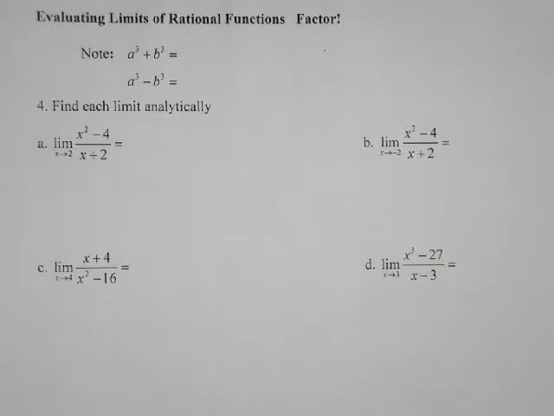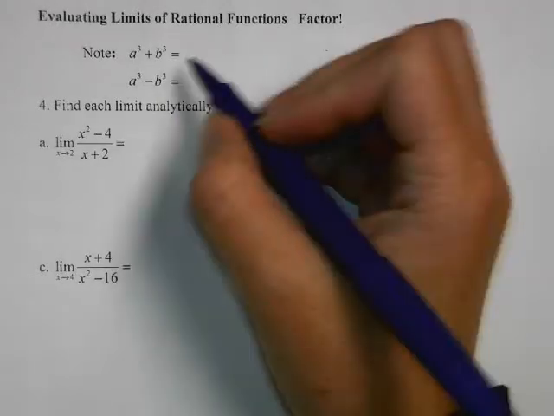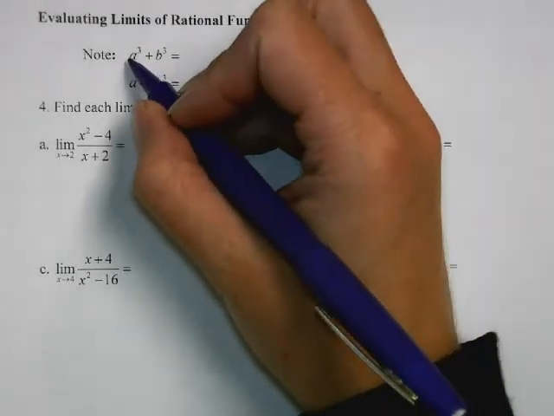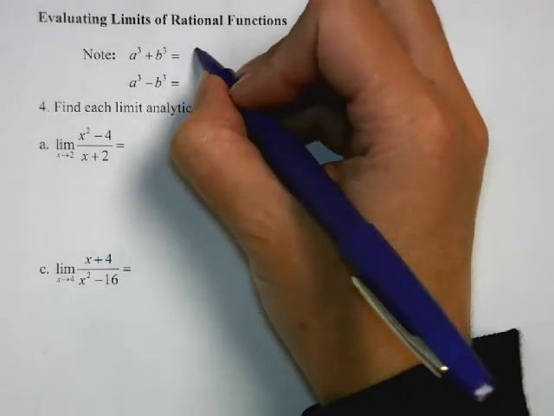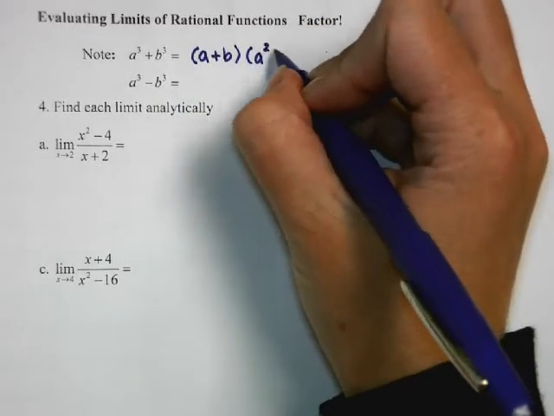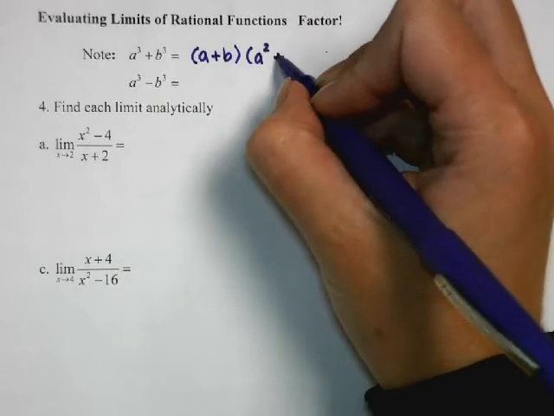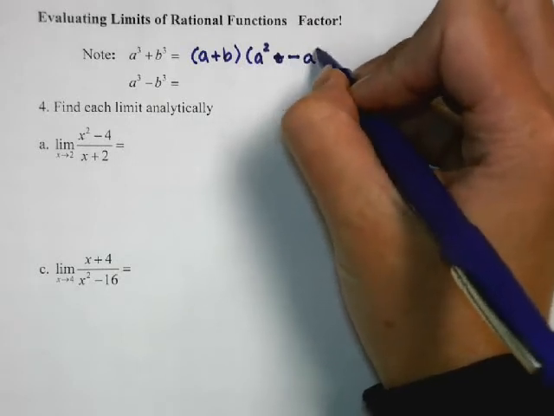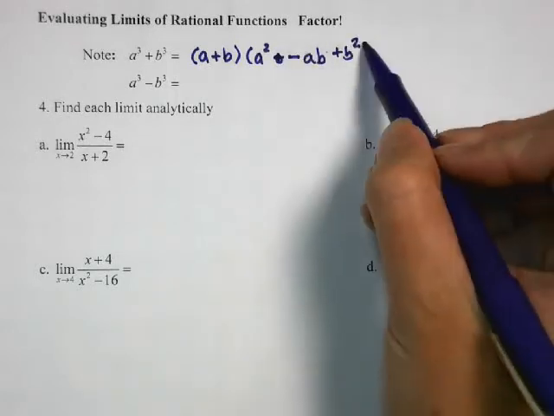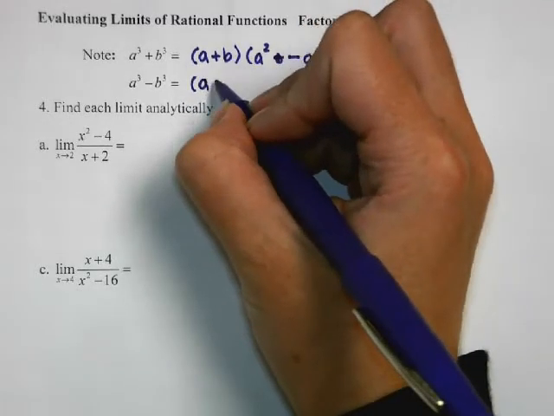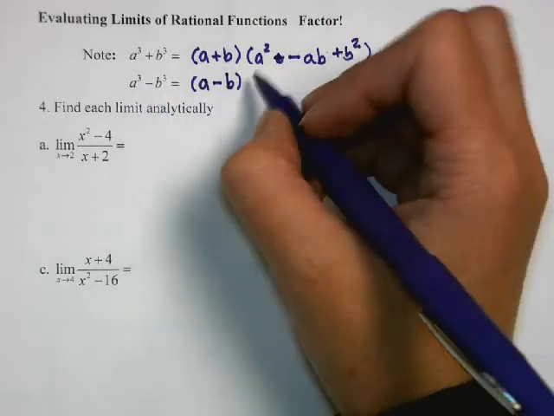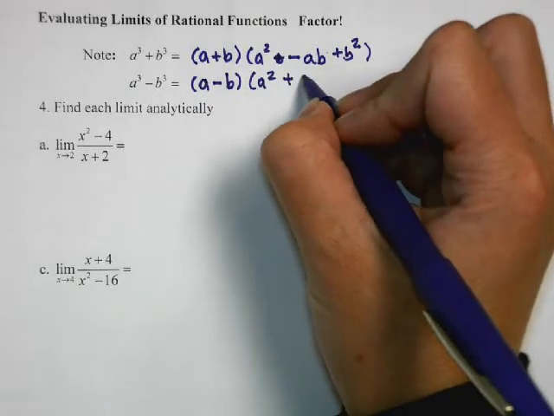Okay, so the key here is to factor. We had an example that had the difference of two perfect cubes, so I'll go ahead and give you the sum formula and the difference formula. The sum is a plus b, times a squared minus ab plus b squared. The difference, a cubed minus b cubed, is a minus b, and then this is going to be all pluses.